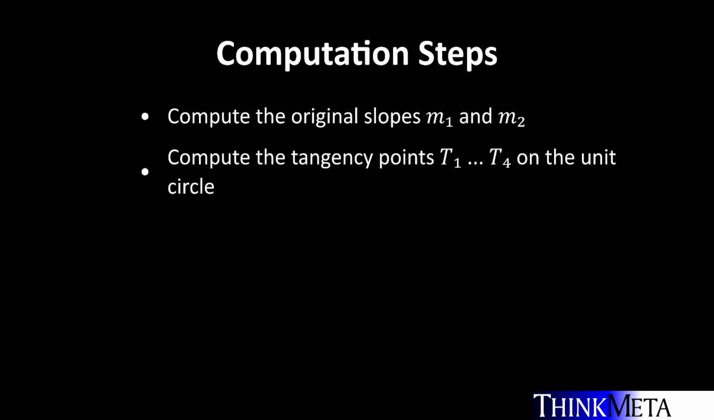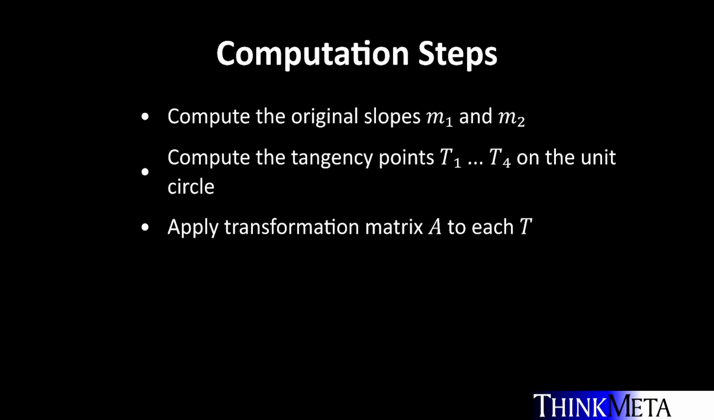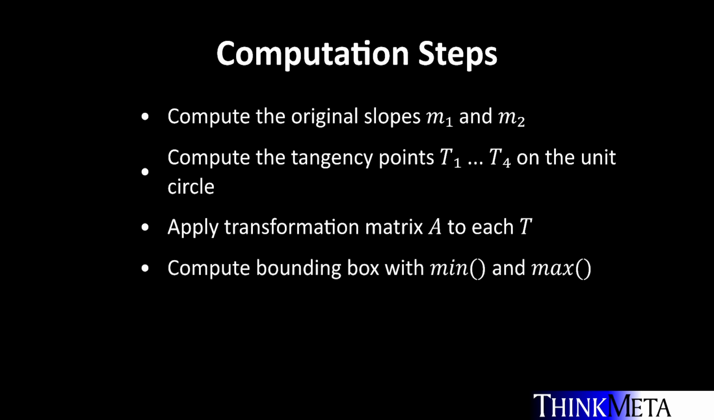So, rather than working with the ellipse directly, we start with the unit circle and compute the tangency points there. Then we apply the transformation matrix to map those points onto the ellipse. Here's the detailed approach. First, we compute the original slopes m1 and m2. Then we find the tangency points on the unit circle. We apply matrix A to those points. And finally, compute the bounding box by taking the minimum and maximum of those transformed coordinates.